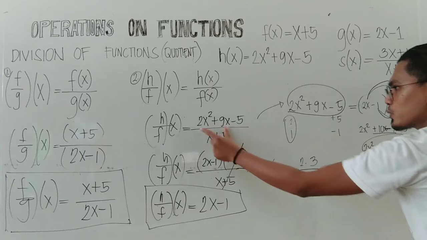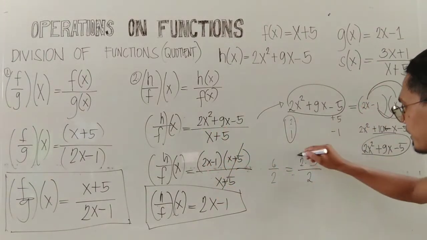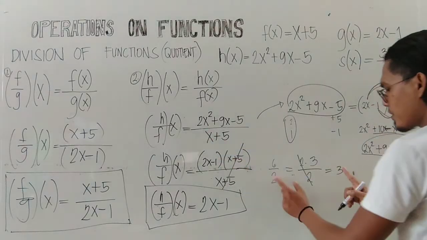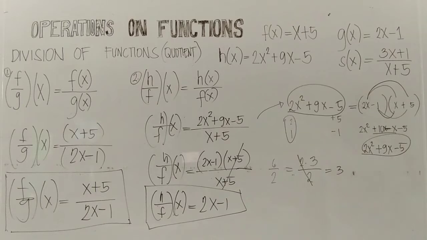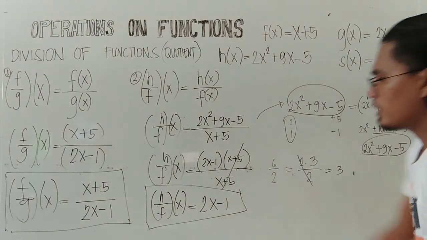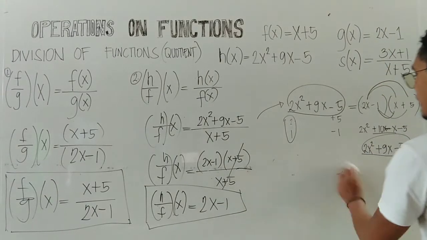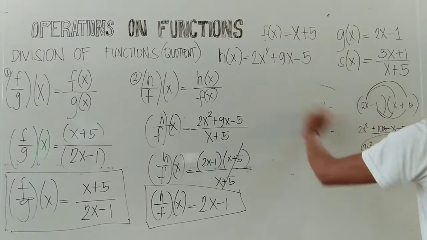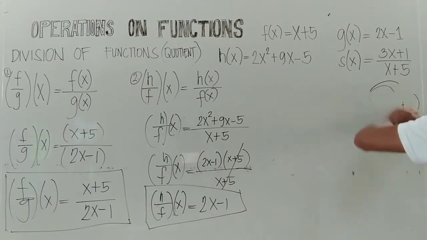6. Then the factored form of 2x squared plus 9x minus 5 is here. Then we divide the common factor, so we get 3. Okay? So the theory behind this one is just like this one. So therefore, h of x divided by f of x is equal to 2x minus 1. Okay, I will give you another example in relation to rational functions and doing the reciprocal or the multiplicative inverse.